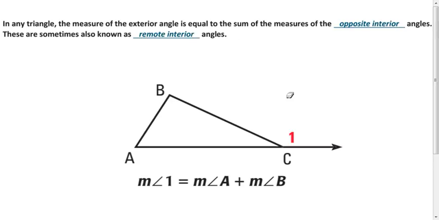We could also call them remote interior angles. So all it's saying is that you're ignoring the angle that's adjacent over here. You're just adding up A and B to give you angle 1.